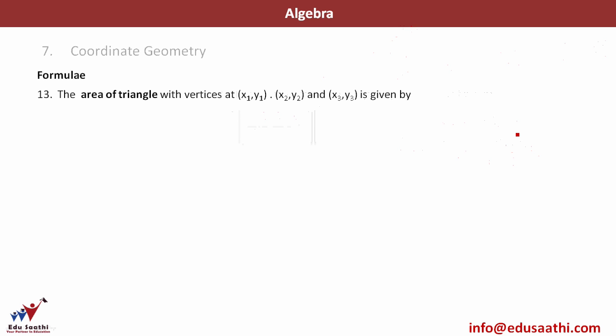How to find out the area of the triangle with the three vertices? We have already done the case of centroid where the three vertices were given to you and you were able to find out the coordinates of a centroid. Now with the same thing, the three vertices are given to you, you have to find out the area of this triangle.